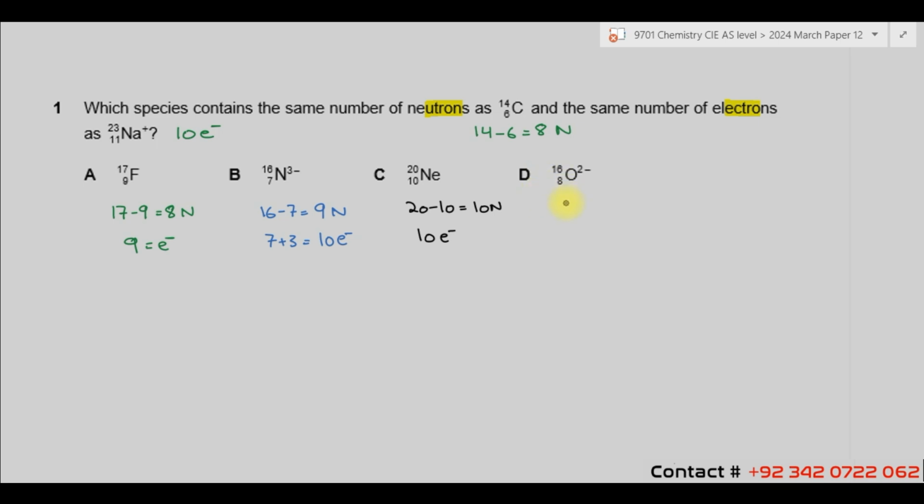Oxygen 16 minus 8, 8 neutrons, and 8 plus 2, 10 electrons. So the correct answer is D.